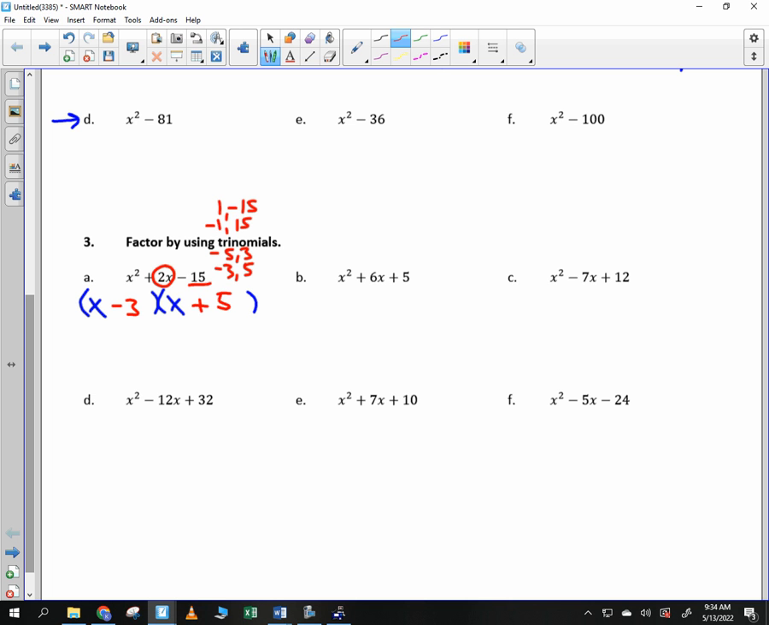And just to be clear, if you wrote x plus 5 times x minus 3, that would be the same thing as well, just as long as the 3 is negative and the 5 is positive. The next one, again, I factored to x times x. And then what multiplies to +5? Well, 5 and 1, and it has to add to 6. And notice that 5 plus 1 is 6. So that one works out pretty nice.